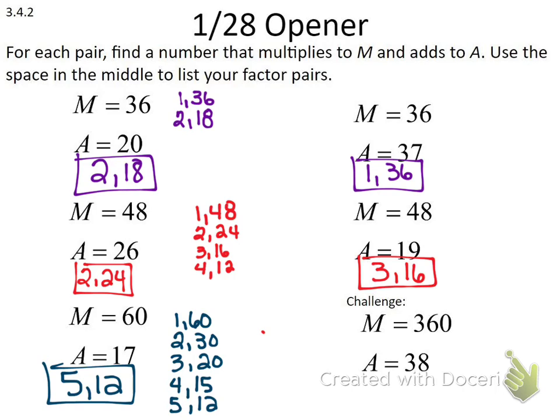Okay, so first thing we're going to do, we're going to find our factors of 360. With these factors, I'm going to see what I can add together to get 38. I write all of them out, and then after that I add. That's a little extra, but that's what I do too. It just helps me make sure I don't make errors.